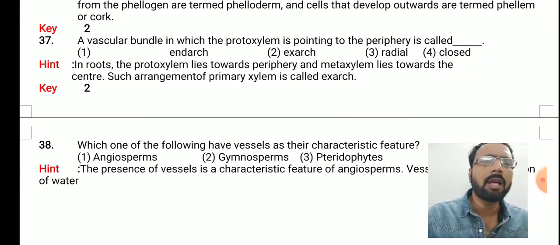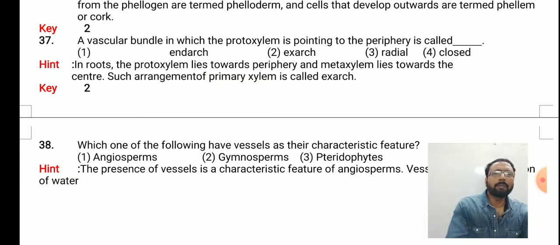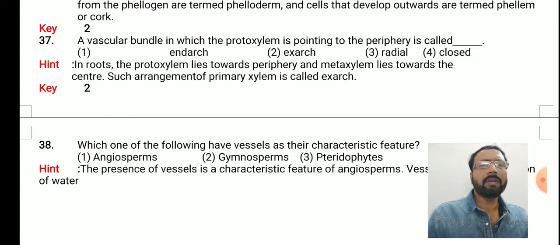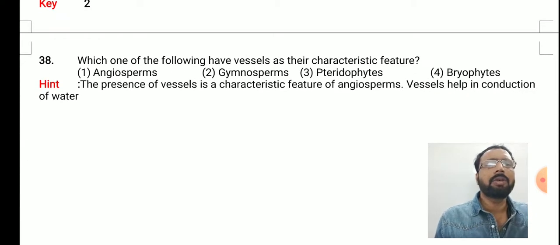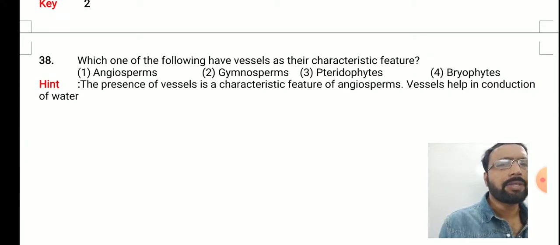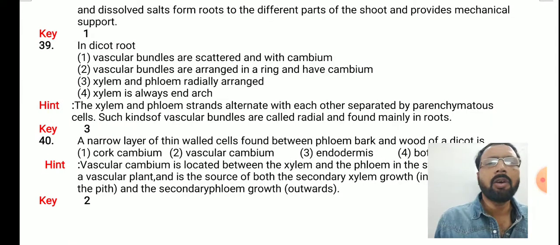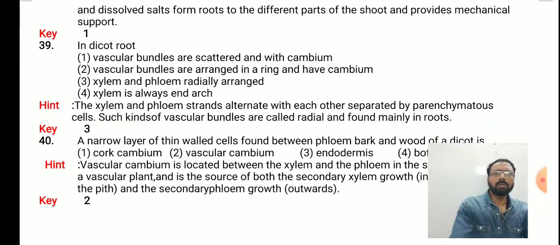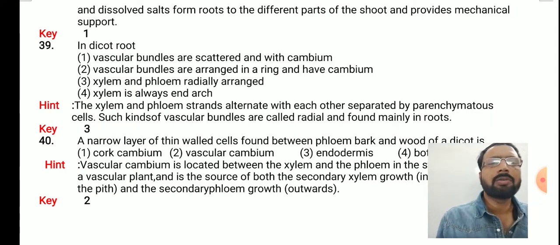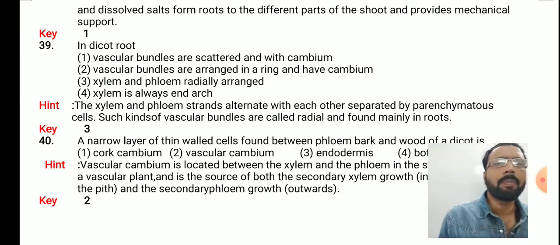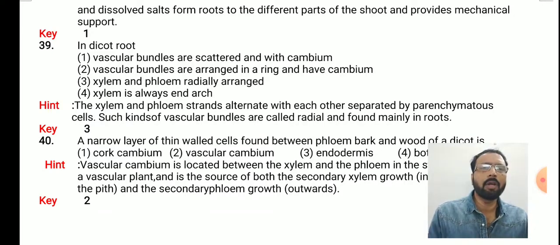Next, 37. A vascular bundle in which the protoxylem is pointing to the periphery is called exarch. Which one of the following has vessels as a characteristic feature? Vessels are present in angiosperms only. In dicot root, are vascular bundles scattered? No. Are they arranged in a ring? No. Xylem and phloem are radially arranged.